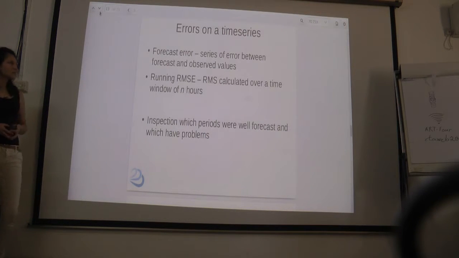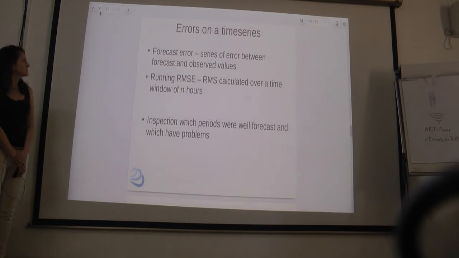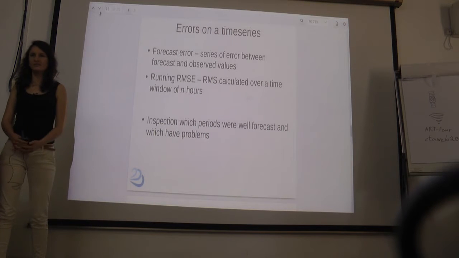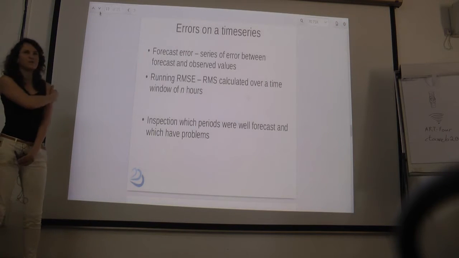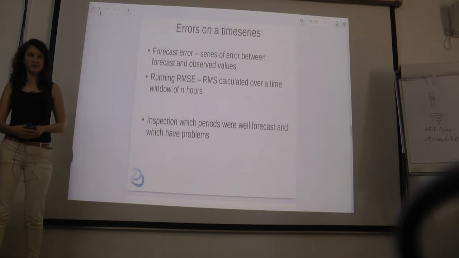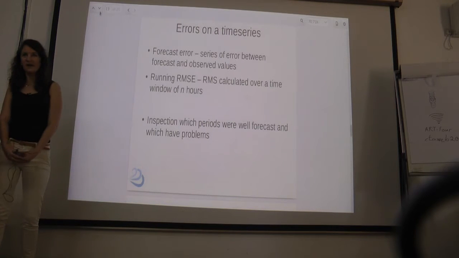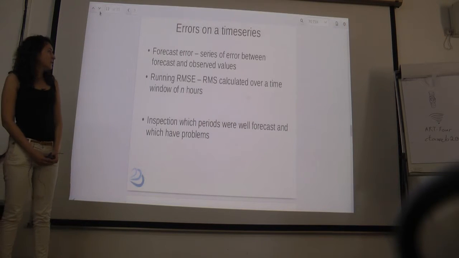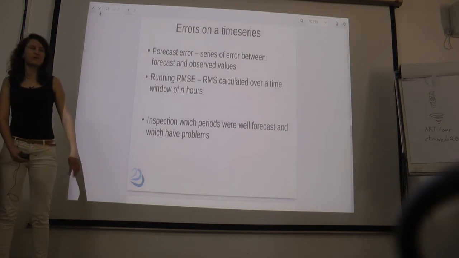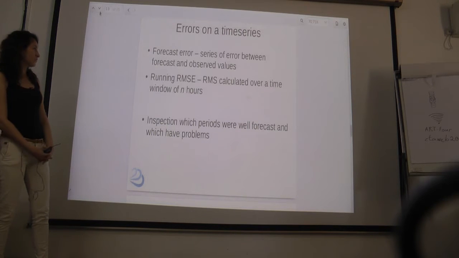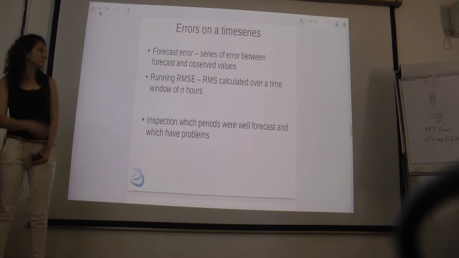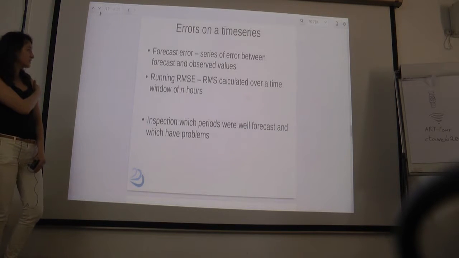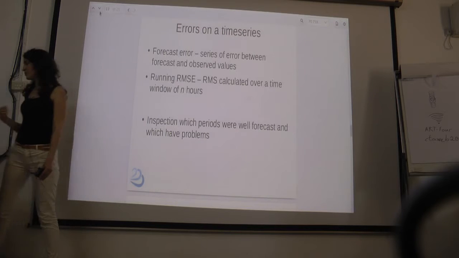Another way you can use to present your errors is to present them on a time series. Then you can have a picture of what periods of your observation have been forecast well and what periods of your observation had problems. We usually use two of them. One of them is just the forecast error, so the series of error between the forecast values and the observed values, and running root mean square error.